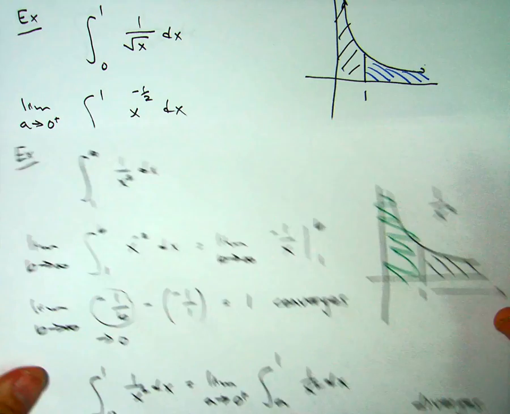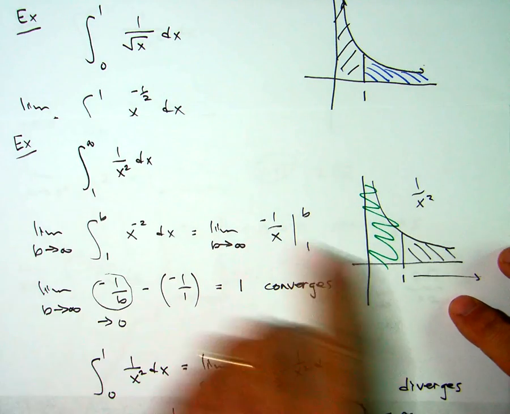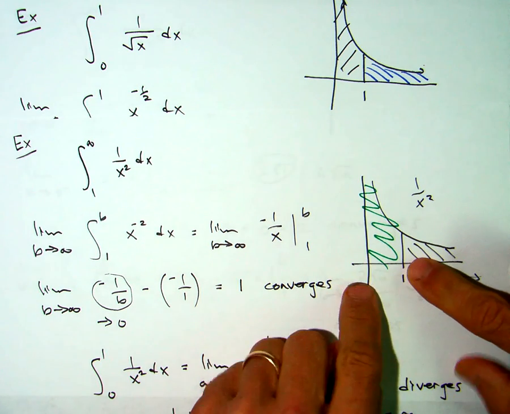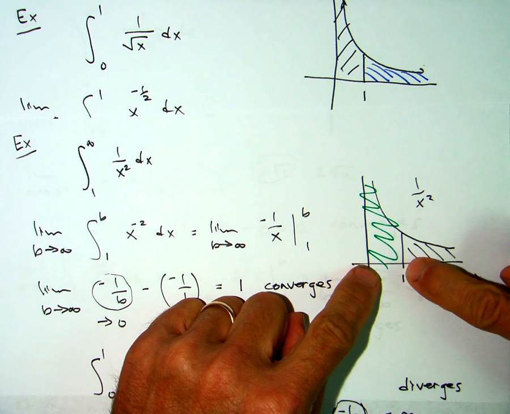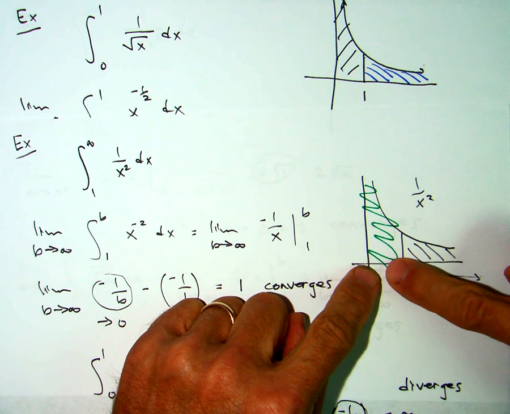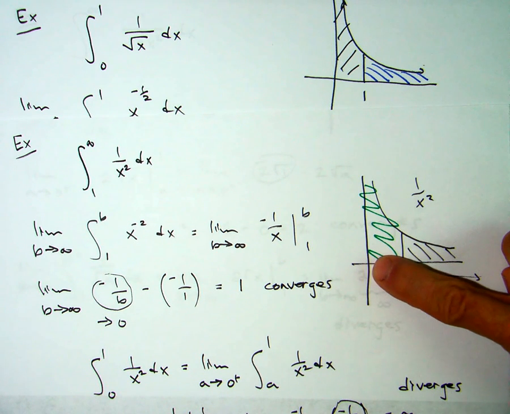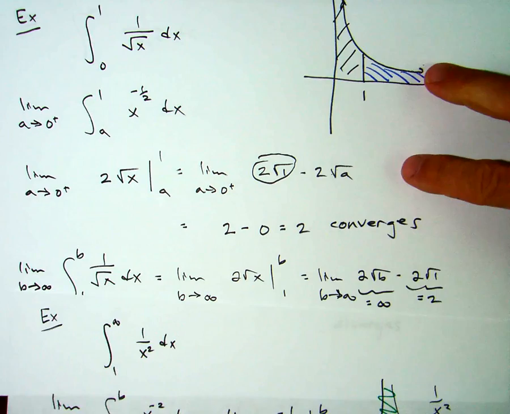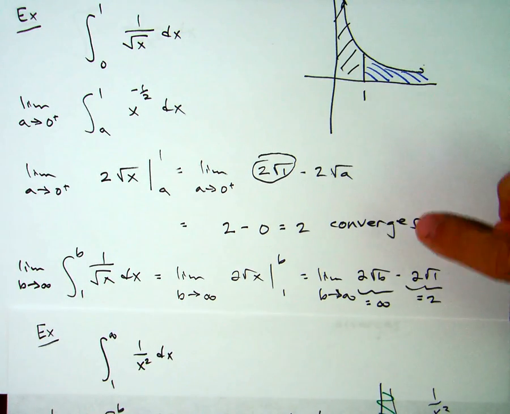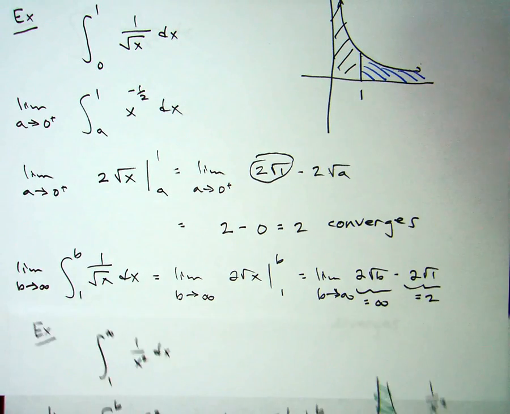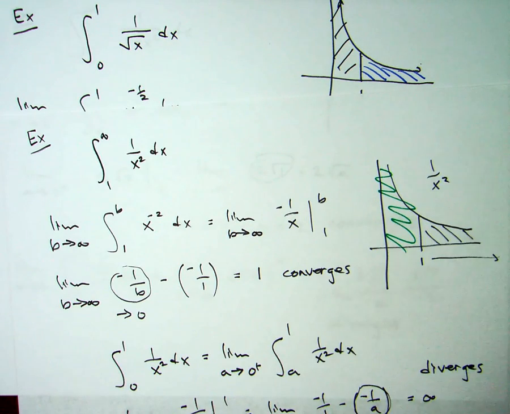When I did 1 over x squared, this area from 1 to infinity was finite. It converged. But the area between the y-axis and 1 diverged. And I should point out it doesn't really matter where we pick here. We could pick 1, we could pick 2, we could pick 1/2. The issue is the fact that the left-hand side is getting closer and closer to the y-axis. That's what made it diverge. And then it flipped when we had 1 over the square root of x. Then this area was finite, but this area was infinite.